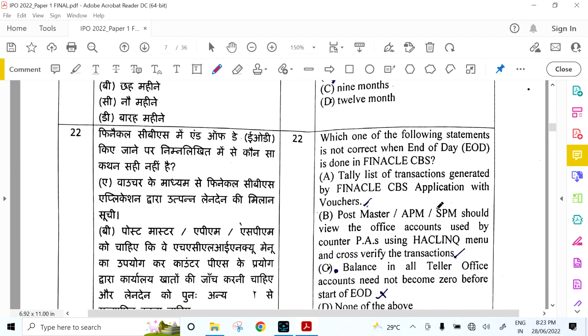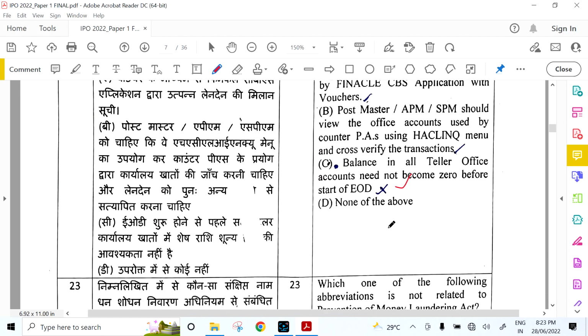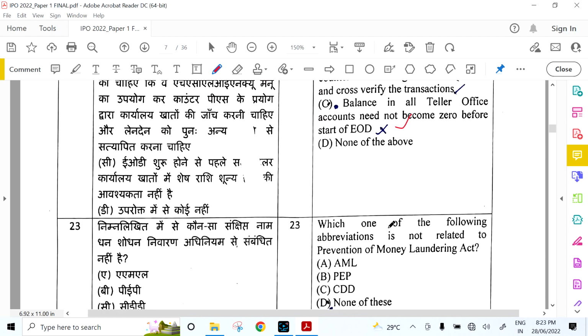When end of the day, EOD, is done in Finacle CBS: Tally list of transactions generated by Finacle CBS application. Postmaster APM should view the office accounts used by the counter PA using HACLINQ menu and cross verify the transactions. C. Balance in all teller office accounts need not become zero before start of the EOD. D. None of the above. The answer is C. C is the correct answer. So that means it is not correct. It should be 0. Teller office balance should be 0 before EOD.